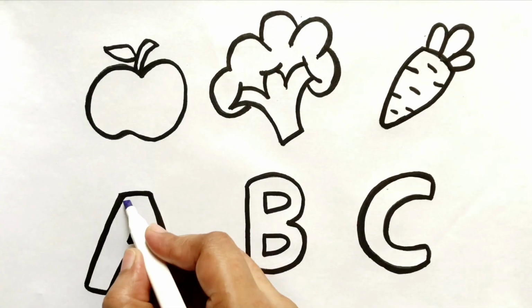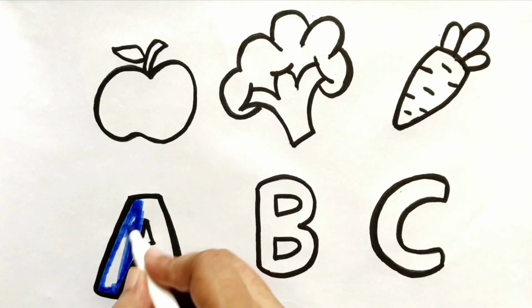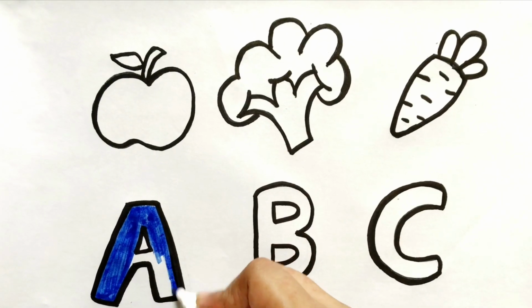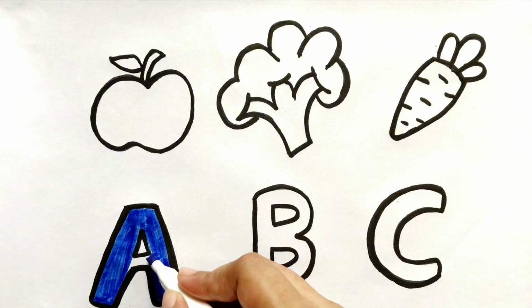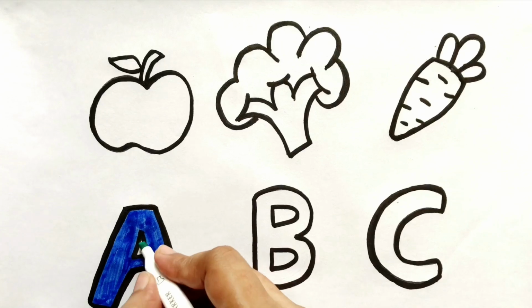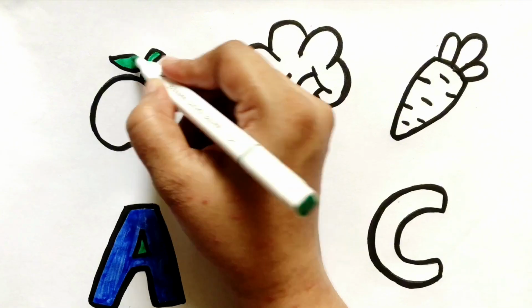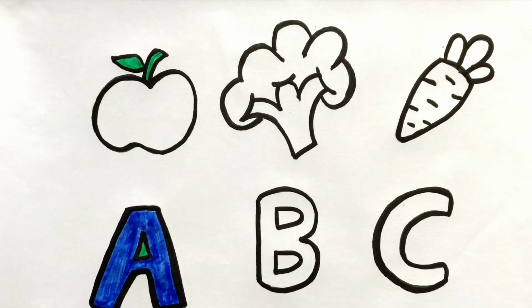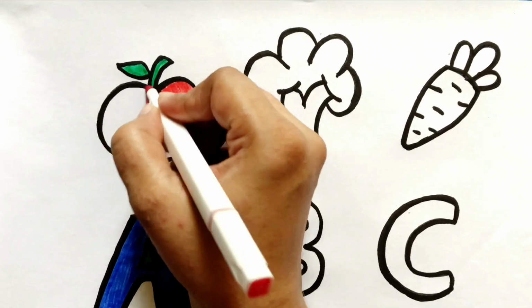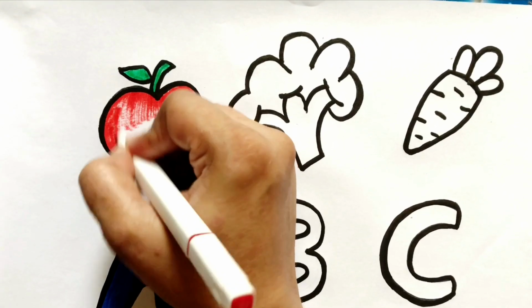Let's start the coloring time. Color is the blue color. This is a blue color. Alphabet is A. A apple. Second color is green. Apple color is red. Eye color is red color.